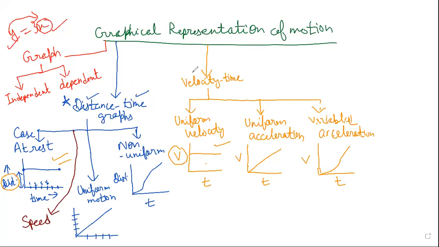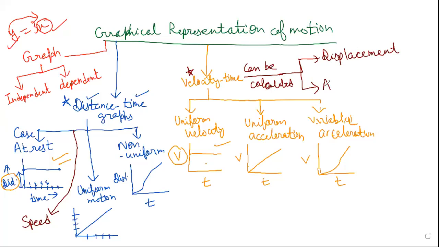On the other hand, if I talk about the velocity time graph, now velocity time, right? What can be calculated in velocity and time exists in two quantities. One is displacement or distance we say, right? And another is acceleration. So that's why we can say these two quantities we can calculate by using the velocity time graph.